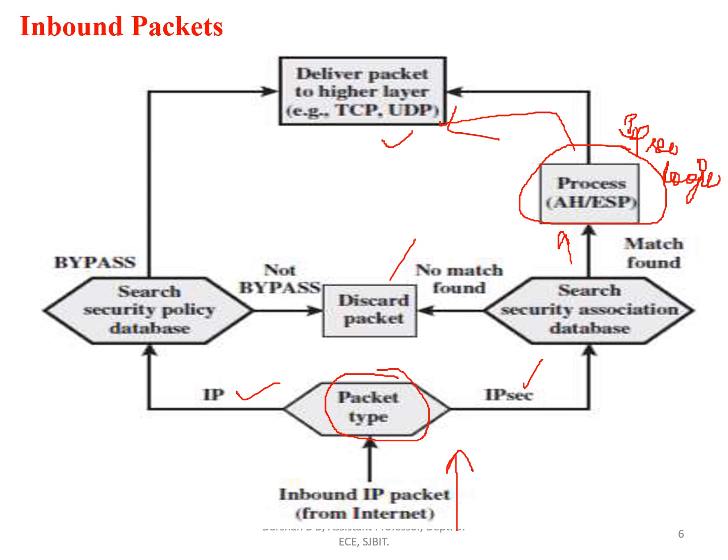Suppose the received packet type is Internet Protocol; then we search the security policy database. If it is not bypass, we discard it, because it was not processed with the IP security logic. If it is bypass, the packet is delivered to the higher layer. If not bypass, the packet is discarded. This is called the inbound packet flow, meaning our operation steps.